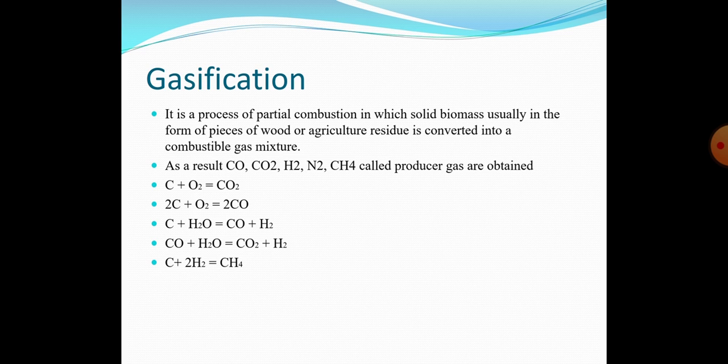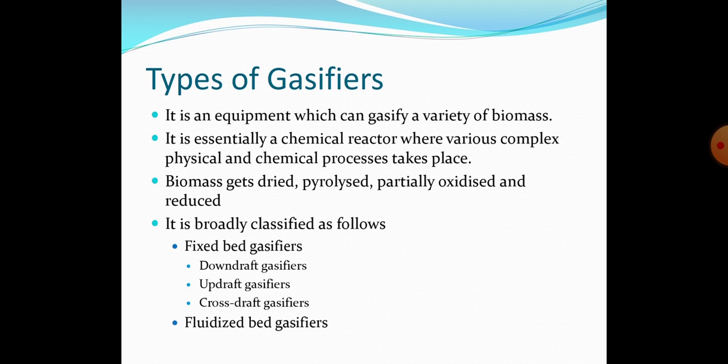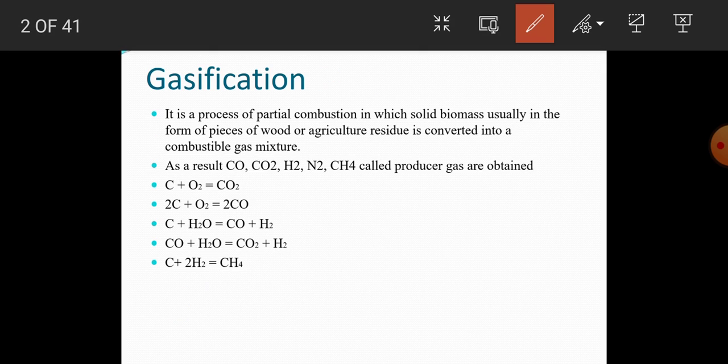The following reactions are as shown in the slide: C plus O2 gives CO2, C plus O2 gives CO, C plus H2O gives CO plus H2, CO plus H2O gives CO2 plus H2, and C plus 2H2 gives methane. The moisture available in the biomass is converted to steam, and generally no extra moisture is required. The partial combustion products then react with char.